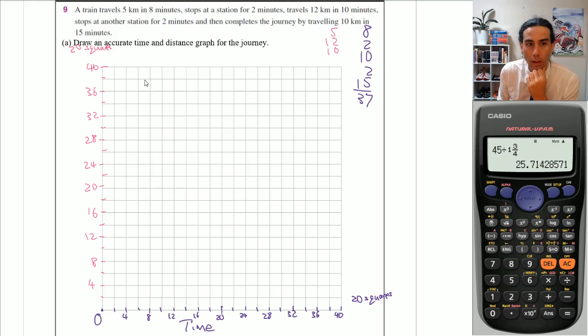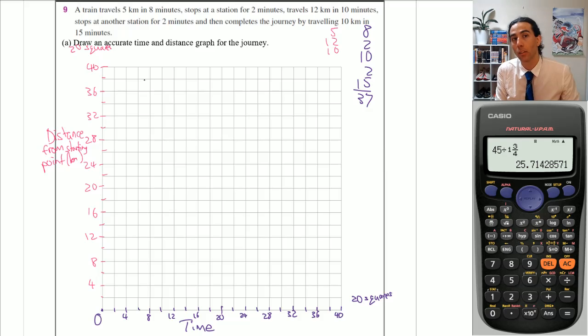Oh, time. So this is distance. Well, just distance. I'm going to say from the starting point, just to make that clear. And in kilometers. So in brackets, I put the units. In the time, I failed to put down minutes. Very important, time in minutes. Okay, now you've got that.